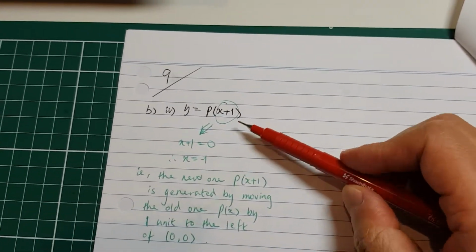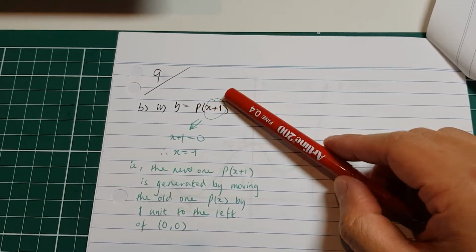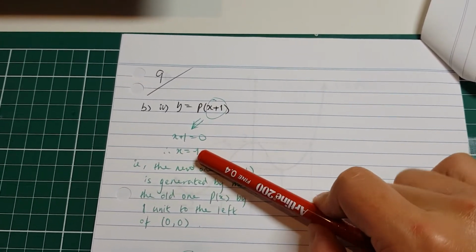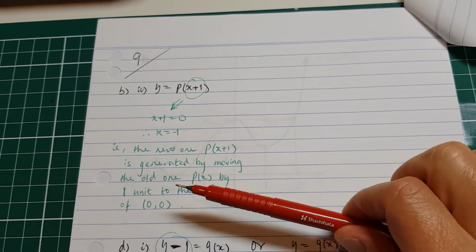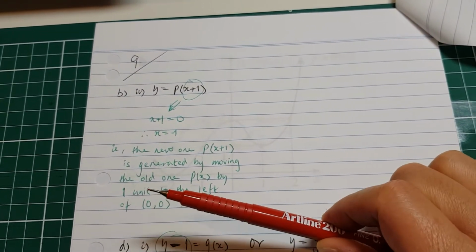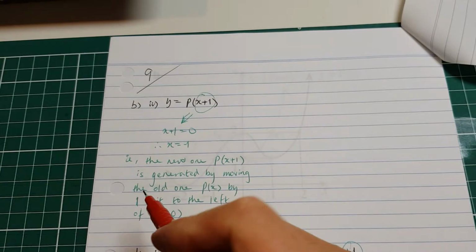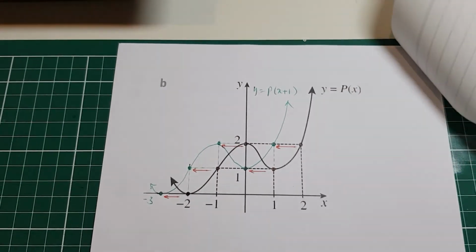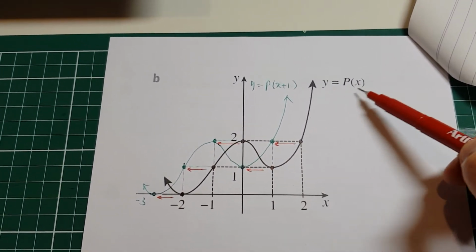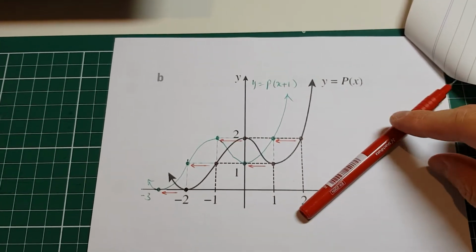What does p(x + 1) mean though? As before, you look for the x value that makes this whole thing 0. So that means x equals -1. Hence, it's x, so it's either a right or left movement. Because it's negative, you're moving 1 unit to the left. That's important to note: 1 unit to the left of the origin. So given that black curve as y equals p(x), for the new one all you have to do is push that one to the left by 1 unit.